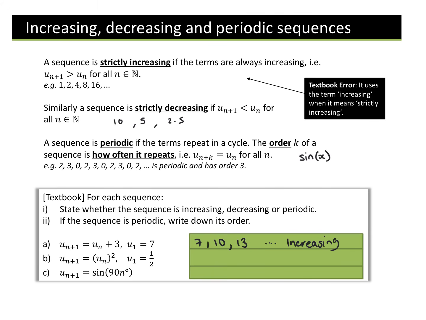For the next one, we start with a half. A half squared, a quarter squared, a 16th. Okay, you can clearly see this is getting smaller each time. So what is going to happen? This is strictly decreasing.